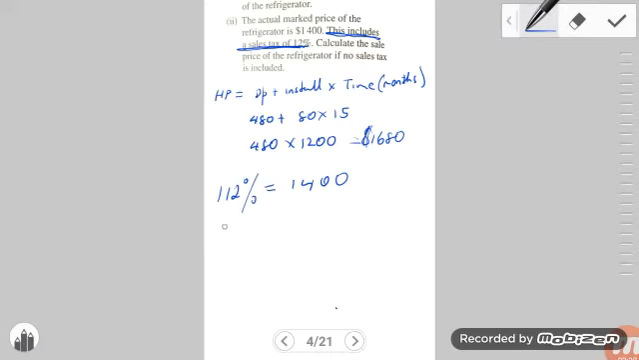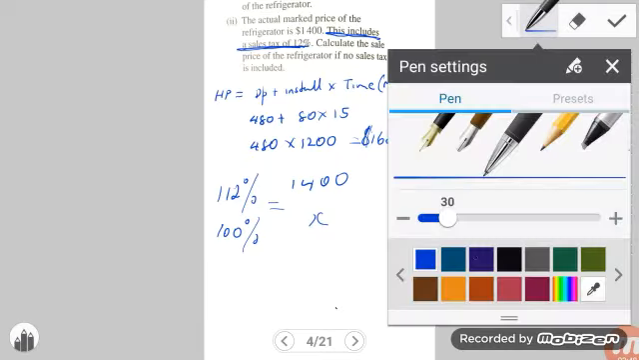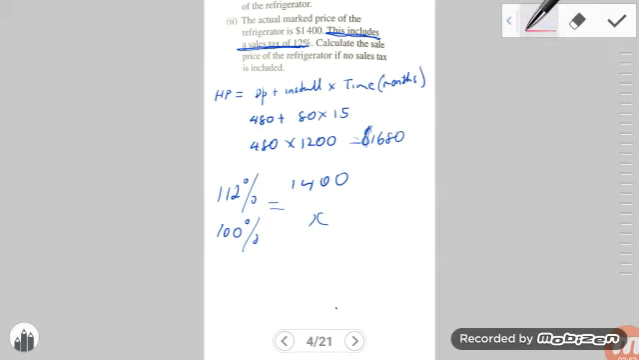So we're looking for the price before the tax was added. So we're looking for the original price. So 100% is equal to X. And we could create a cross multiplication method here. So 112% times X is 112X. And 100 times 1400 is equal to 1400 with 2 more zeros. So that's 140,000. So X is going to be equal to 140,000 divided by 112. So 140,000 divided by 112 gives us $1,250.